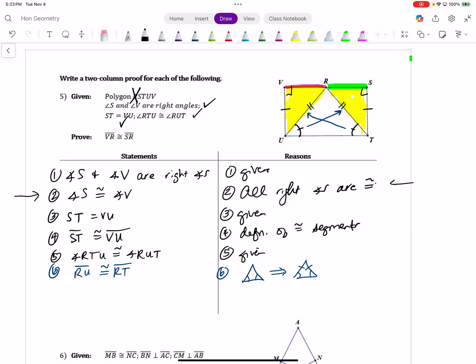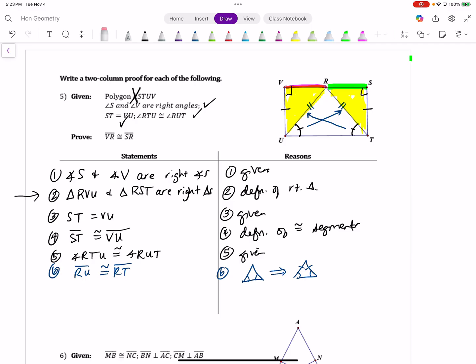Because the reason those two yellow triangles that I've got highlighted now are congruent is because of hypotenuse leg. I don't need that angle at all. So I'm going to go back and change this because I realize I don't need to put something in there that's muddying up the water. What I can say though is that because I know S and V are right angles, then I know that triangle RVU and triangle RST are right triangles, because that's the definition of a right triangle.